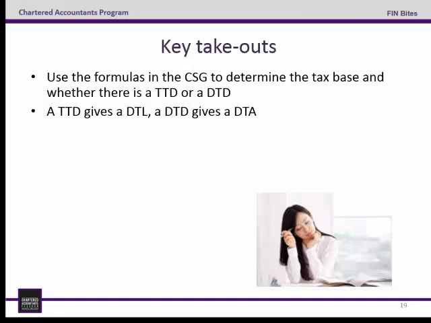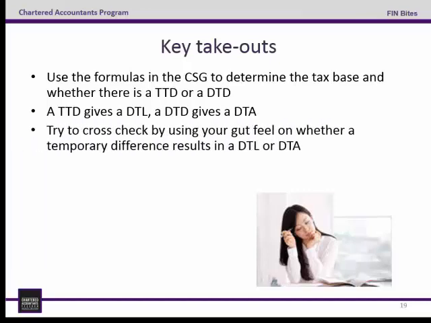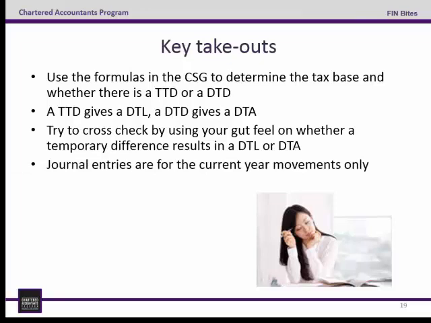So we saw that a taxable temporary difference gives rise to a deferred tax liability, and that's what we had with the machine here. Whereas a deductible temporary difference gives rise to a deferred tax asset. So think about using that gut feel because it really can help you in an exam just to make sure that it's looking like it's going the right way.